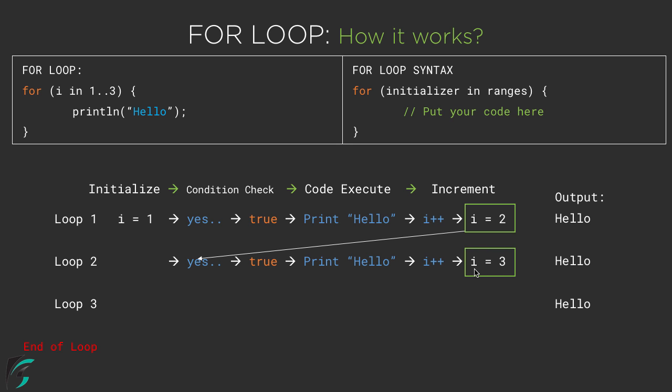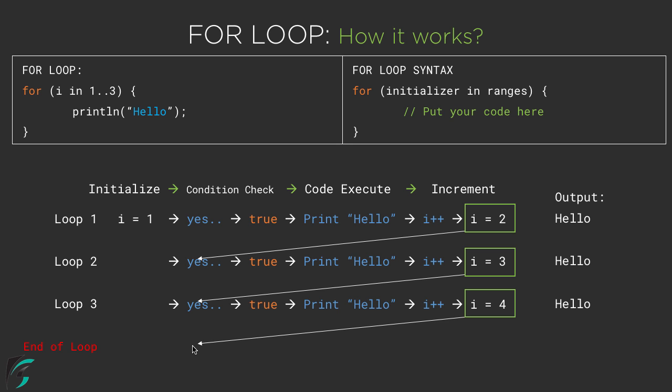And now this I equal to 3 again comes at the initial point, or you can say the starting point of loop 3. And again the condition becomes true because this 3 is present inside the range of 1 to 3, right? So again we print hello, and finally the value of I becomes 4. Now at the end of loop 3, when the value of I becomes 4, this 4 tries to initiate the fourth loop, which never happens because I equal to 4 makes the condition false because the 4 does not lie inside the range. And finally the loop terminates, right?